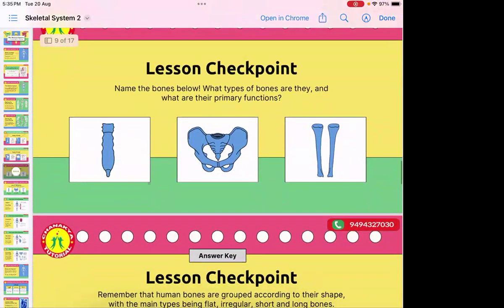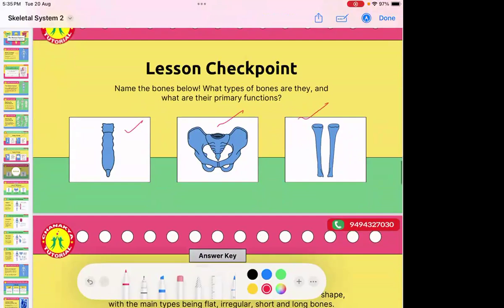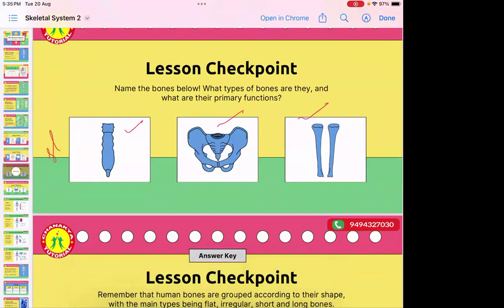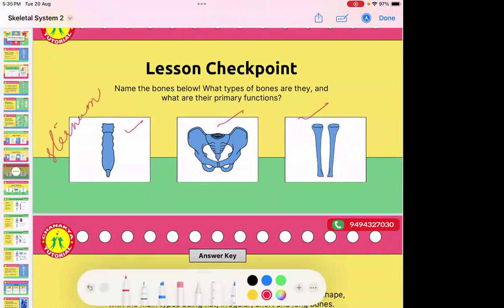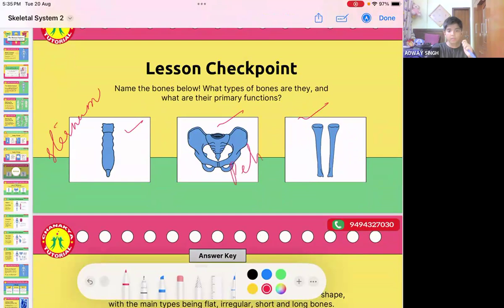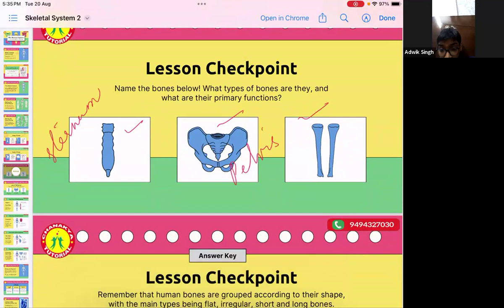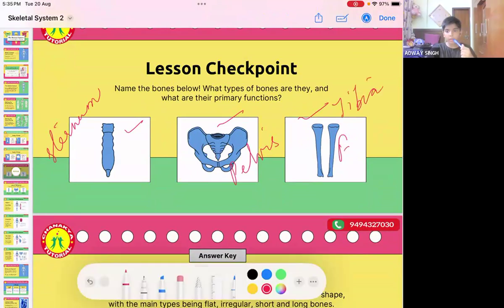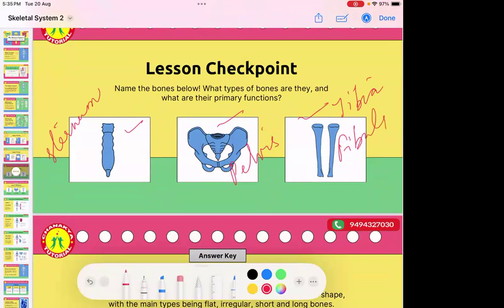Now here are three bones. Can you guess what they are? What types of bones are they? Okay, the first one is sternum. Second is pelvis. Third one is tibia. Not fibula.